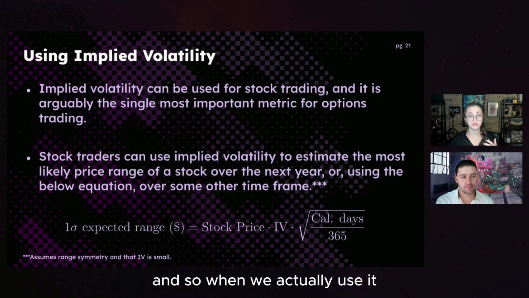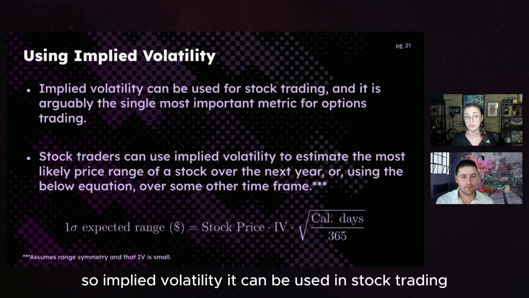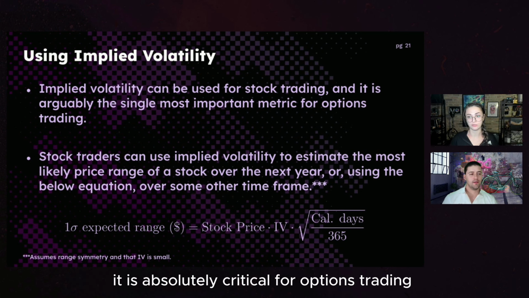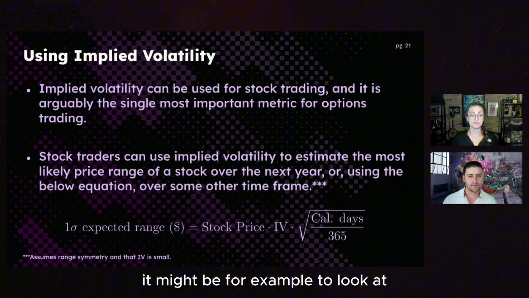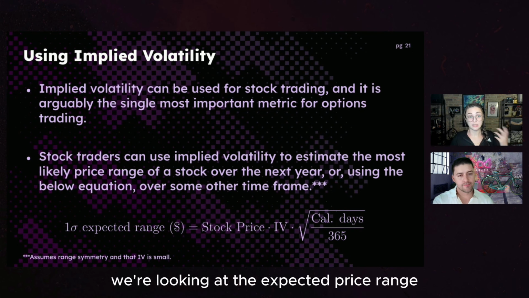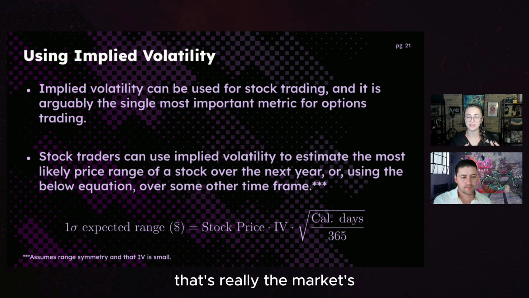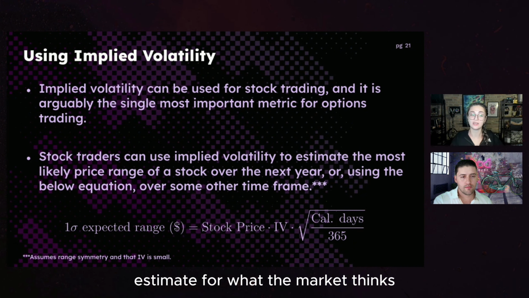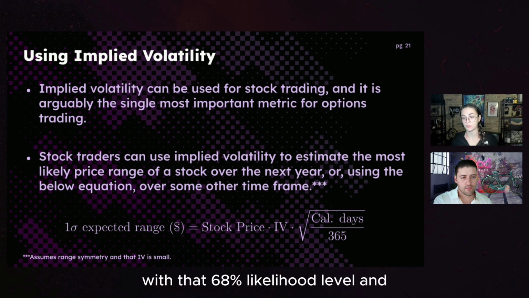And so when we actually use it, it can be used for a number of different purposes. Implied volatility can be used in stock trading. It is absolutely critical for options trading. Stock traders might want to use it, for example, to look at the most likely price range that an asset might move between over the next year. So we're looking at the expected price range that we can calculate from implied volatility. That's really the market's estimate of what the market thinks is the most likely value or series of values that this stock could have, with that 68% likelihood level.